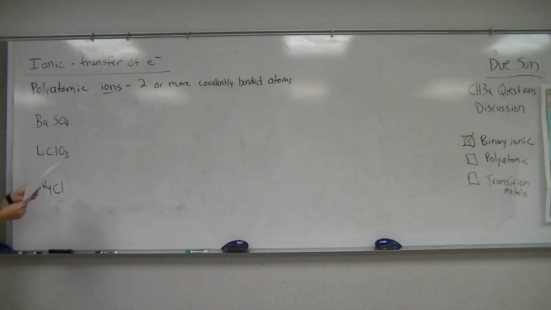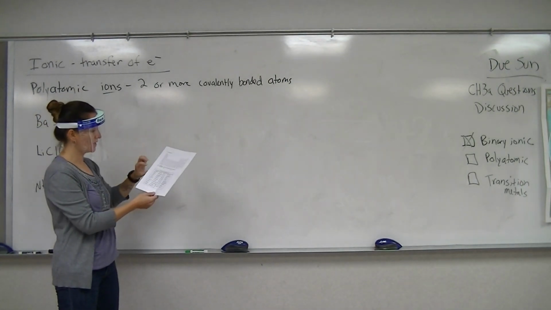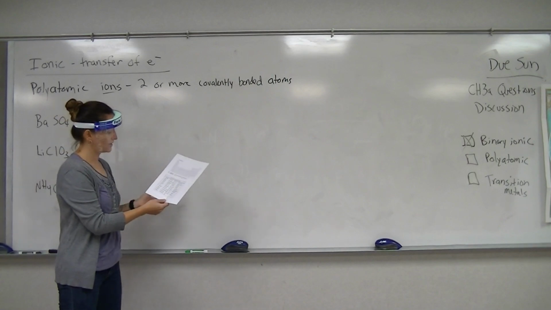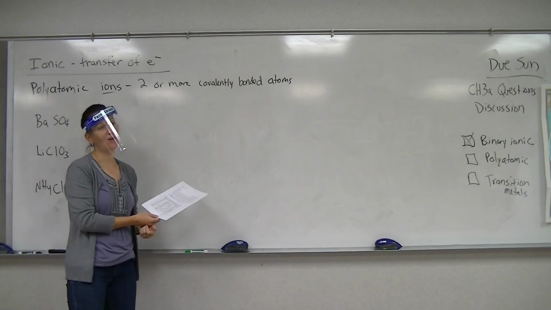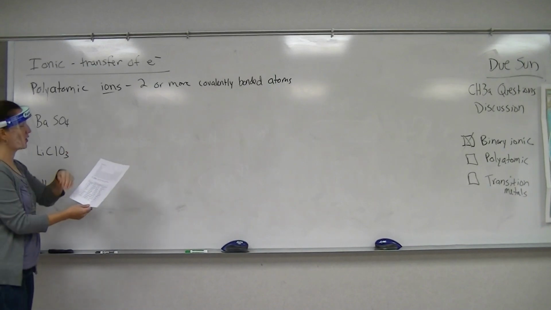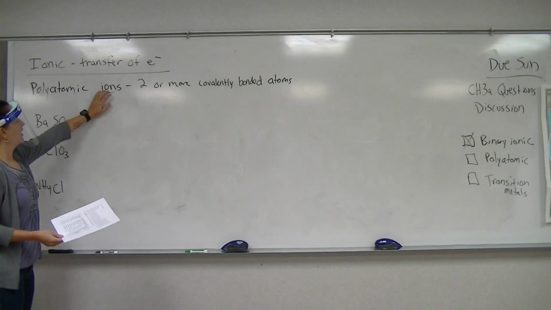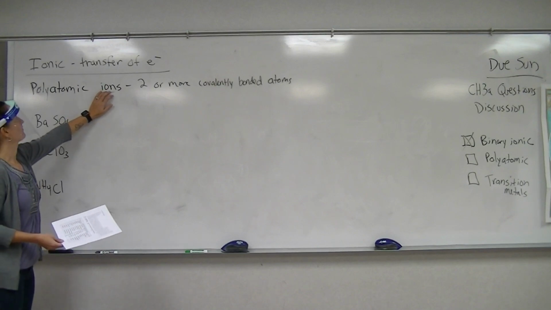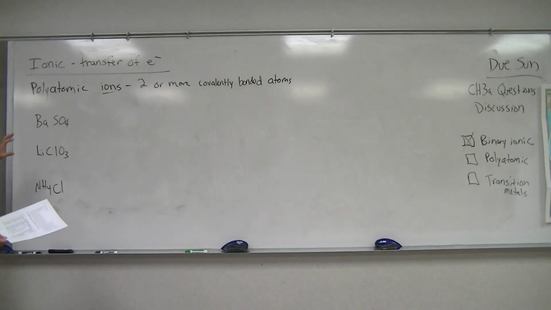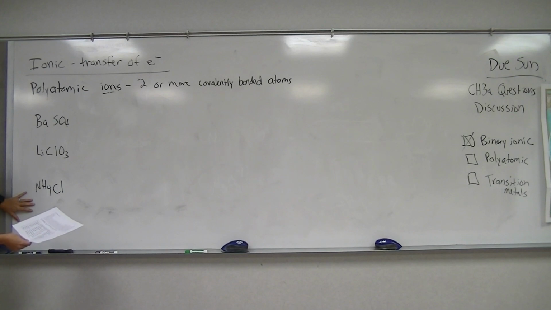So notice that all of these polyatomics, we just said two or more covalently bonded atoms. So almost all of the elements present in these polyatomics are nonmetals. I said almost all, because there's always exceptions, right? So they're covalently bound to each other, but overall they have a charge. So since they have a charge, they are known as ions, because electrons have been transferred, okay? So we're going to use this polyatomic table to name these ionic compounds.